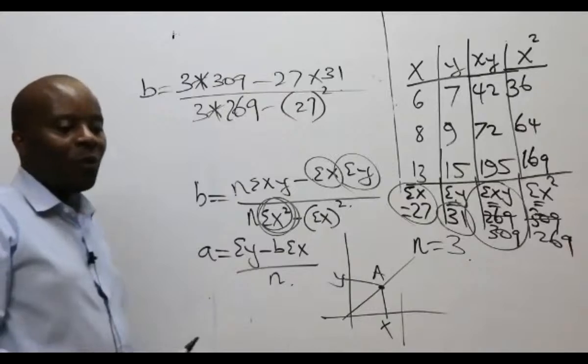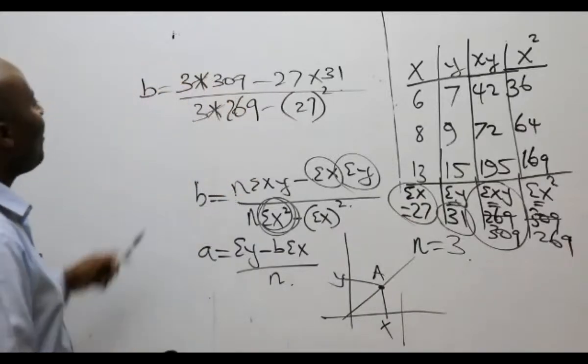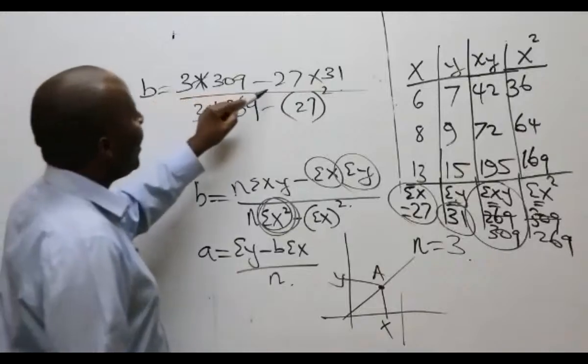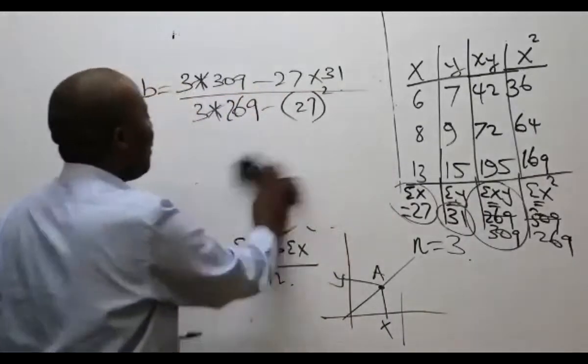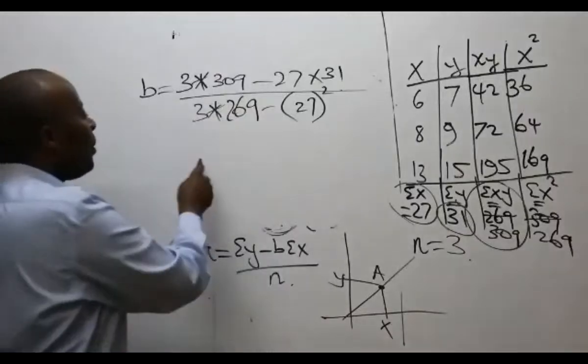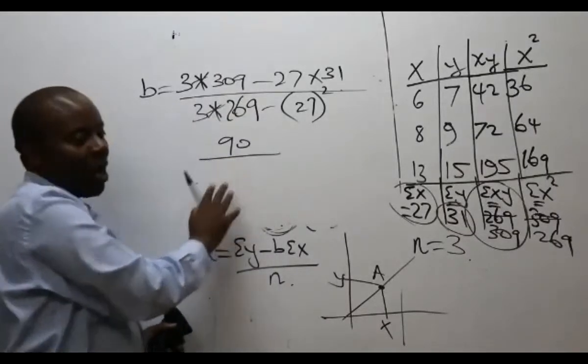So according to Fatma Mohammed, it is 90. James Areba has also said that when you take 3 times 309 minus 27 times 31, the numerator is 90. Can a different student give me the value of the denominator now?